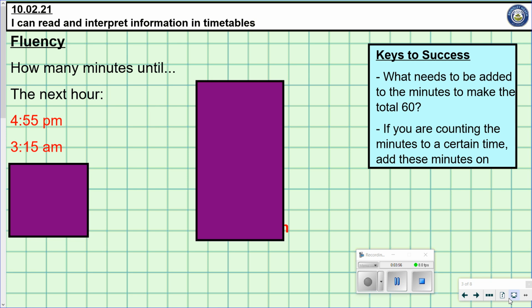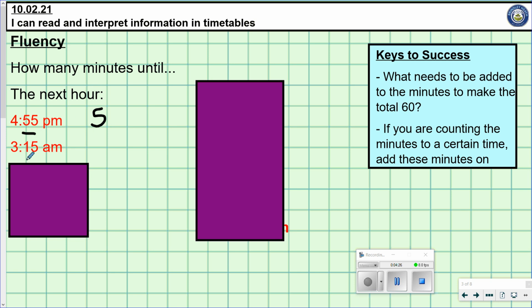So first of all then, I've got some questions here that says how many minutes until the next hour? So if the time is 4:55 p.m. and I want to know how many minutes it is till the next hour, then I need to work out what needs to be added to my minutes to make 60. And the reason for that is because there's 60 minutes in an hour, isn't there? So I've got 55 minutes. What do I need to add to make it 60? I need to add 5. So it's 5 minutes until the next hour.